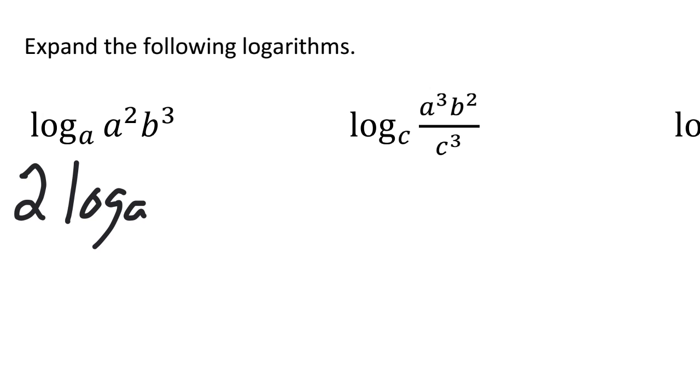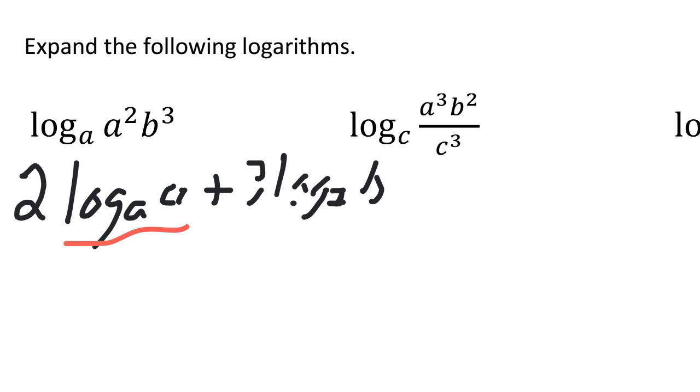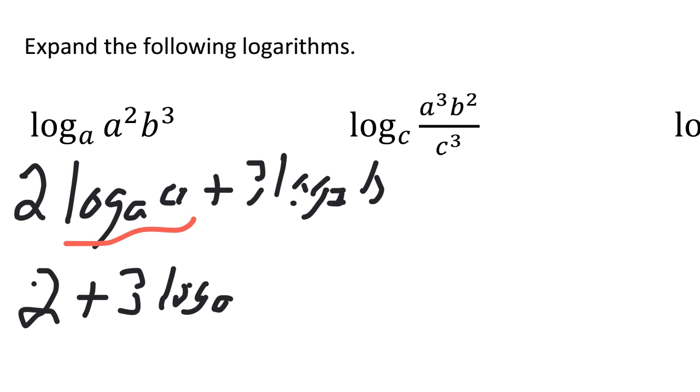Two log base a of a. Multiplication becomes plus 3 log base a of b. Now, log base a of a is 1 on your note sheets. So this becomes 2 plus 3 log base a of b. And that was done.